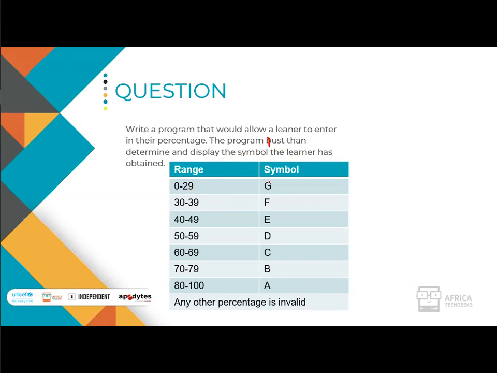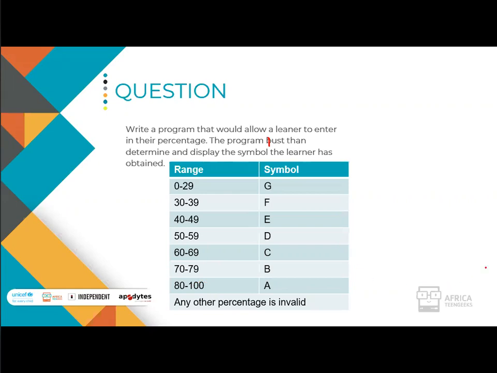So if you got 0 to 29 as a percentage, you got G. You got 80 to 100, it means you got an A. Any other percentage is invalid. So if I go and give you negative percentages, invalid. Give you more than 100, a report card, you can't have more than a hundred, that's also invalid. So let's start with that one.